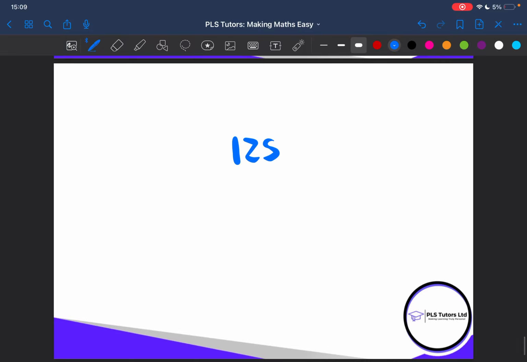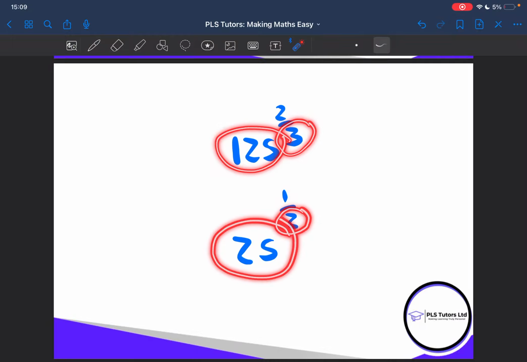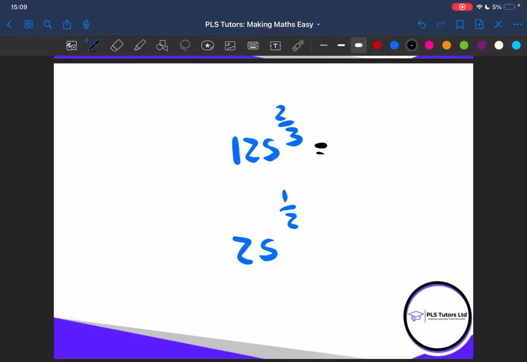When you have a fraction as your power, we don't like fractions, so we always want to try and get rid of the bottom number. If it's a 3 on the bottom, you would cube root. So because it's a 3 on the bottom, we're going to cube root 125. So if it's a 2 on the bottom, we're going to square root 25. So let's do that. So the cube root of 125 is 5. That gets rid of the 3, but we still have that 2 to deal with. And 5 squared is just 25.